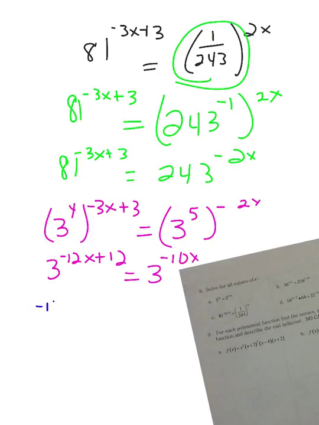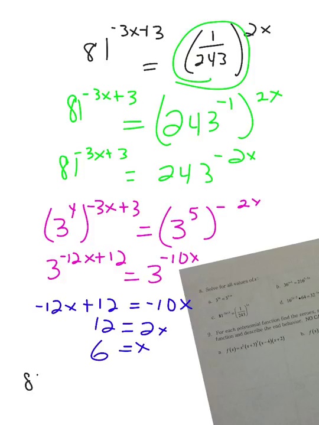So I have -12x plus 12 equals -10x. So add 12x, sorry, I get 12 is equal to 2x, so x is equal to 6, and now you're going to check it. So it's 81 raised to the -3 times 6 plus 3 equals 1/243 raised to the 2 times 6 power. All right, so let's check it. Okay, so I just checked it, and they do both work out. You get the same decimal.